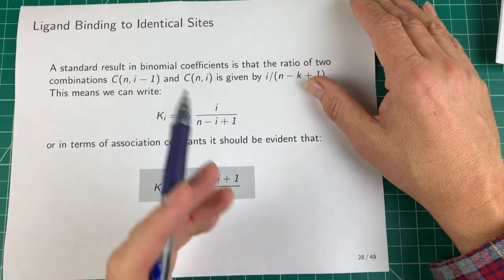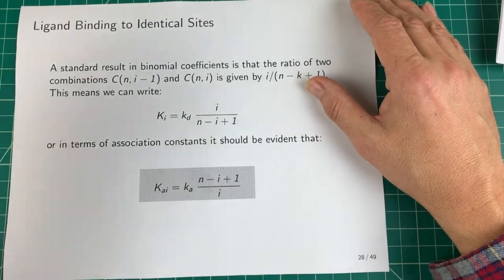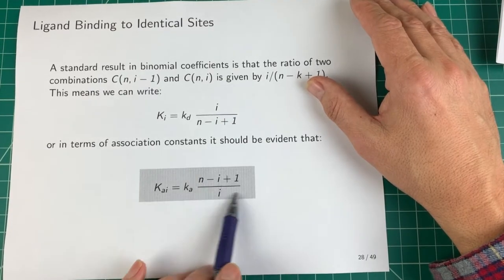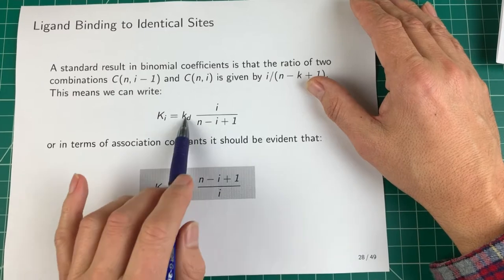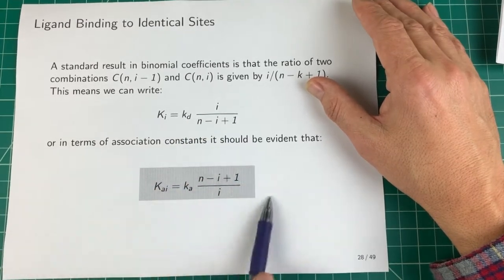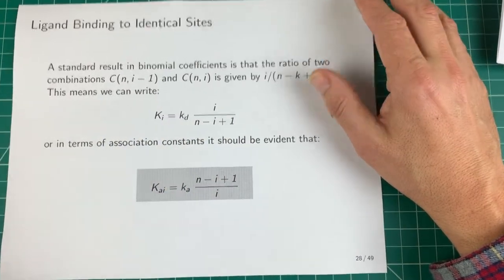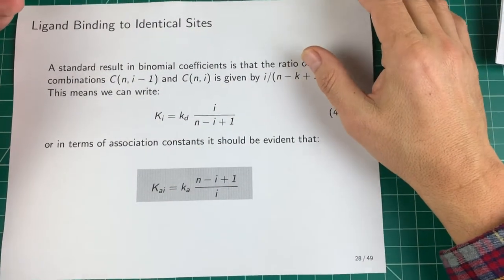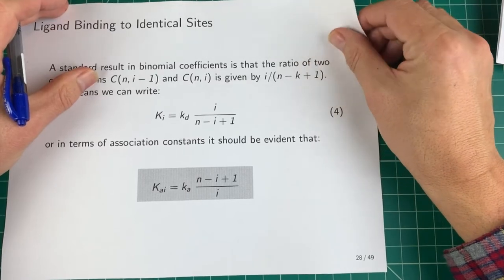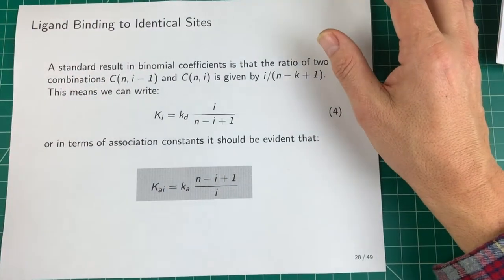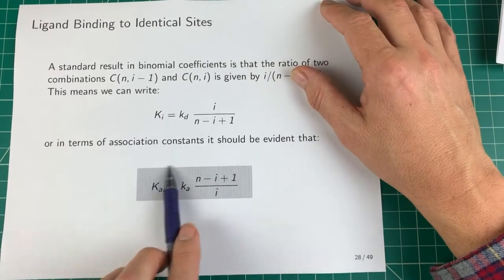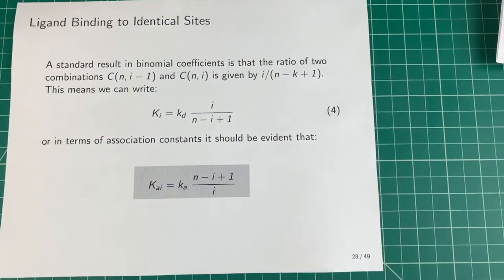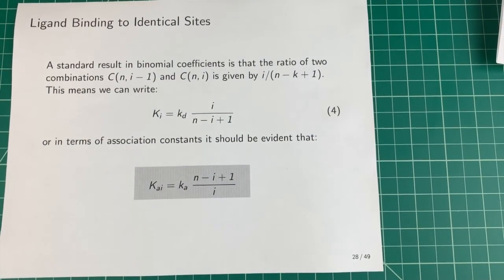Now, of course, in terms of association constants, I just invert everything. So it becomes a reciprocal. So in terms of association constants, I would write this. In terms of dissociation constants, I would write that. So these are the results we're looking for: the relationship between the macroscopic and microscopic constants for N binding sites. Okay, so that completes part one. We'll be using these results in part two. So I'll close off there and then move on to part two. Thank you.